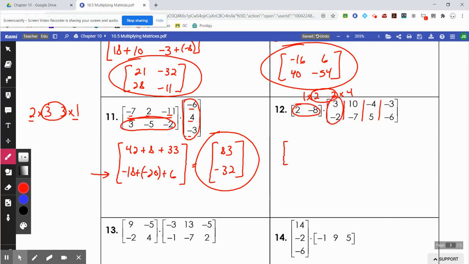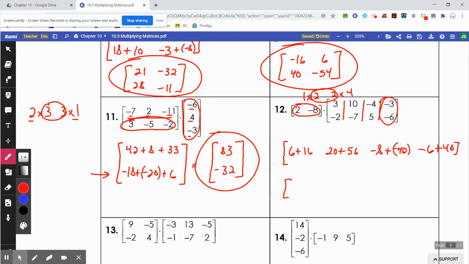First row, first column. 2 with 3 plus -8 with -2 gives you 6 and 16. We're done with the first column. Move on to the second. 2 with 10 plus -8 with -7 gives you that. Third column. 2 with -4 gives you -8 plus -8 with 5 gives you a -40. And then our last column, 2 with -3 gives you a -6 plus -8 with -6 gives you a 48.